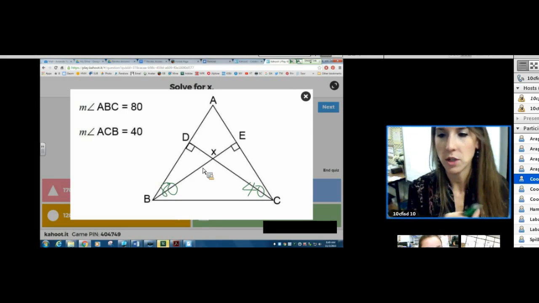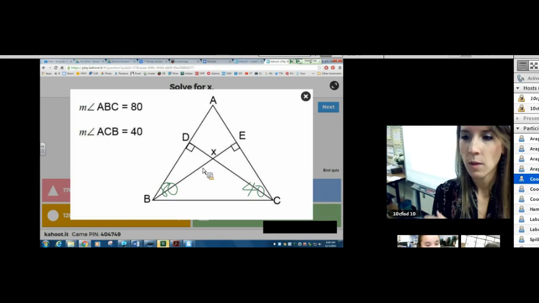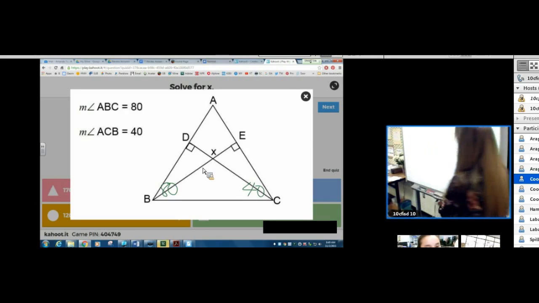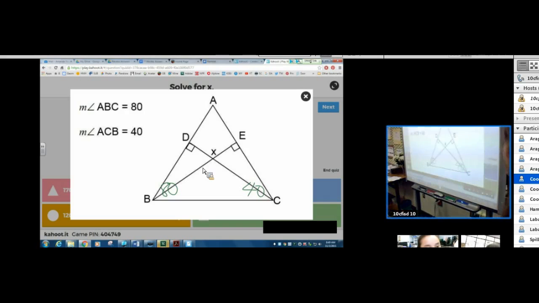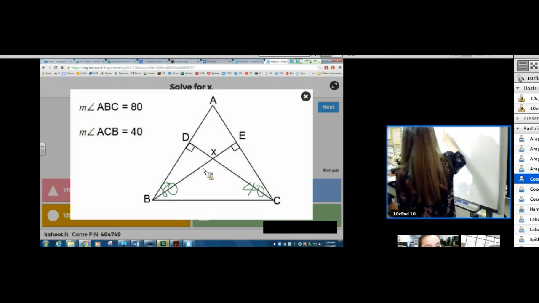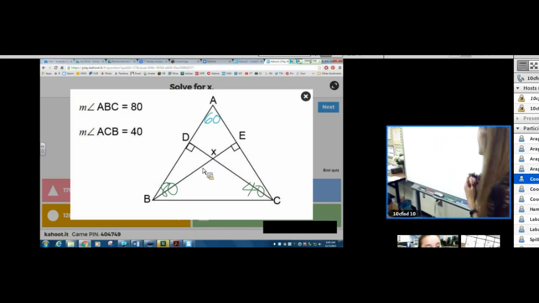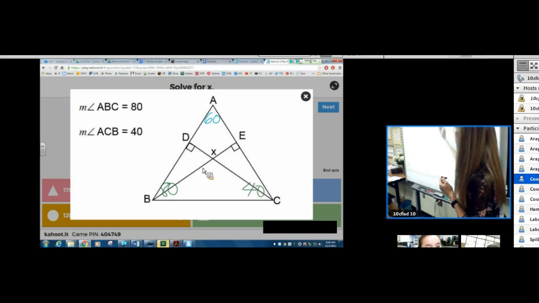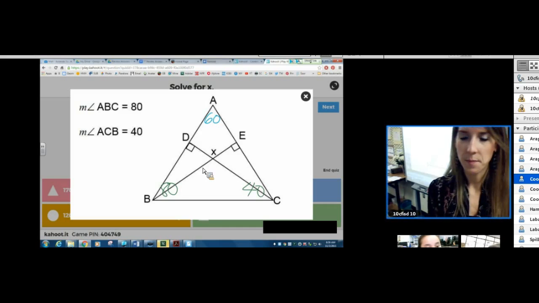How'd y'all start this one? What'd you find first? So we know that by the triangle sum theorem, the angles of a triangle add up to 180. So we would have, let's see, 60 left right here. So angle A is 60 degrees. Where do we go from there? I mean, this is not a triangle. What do we do next?